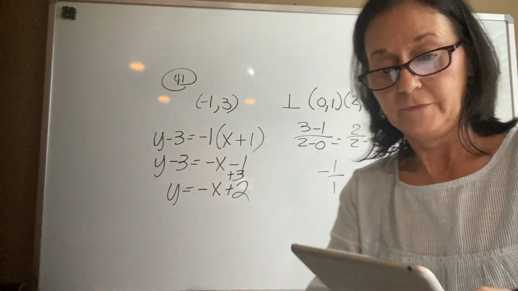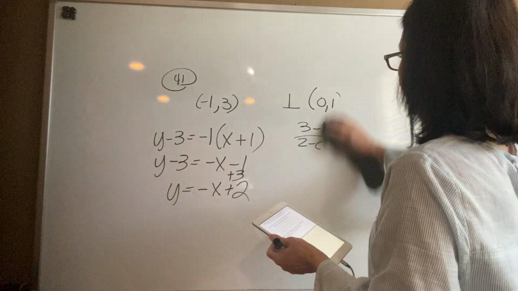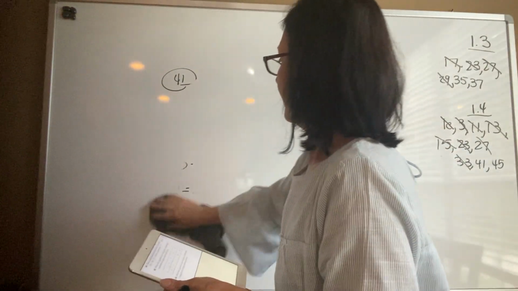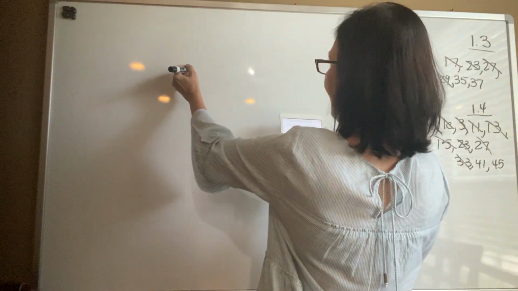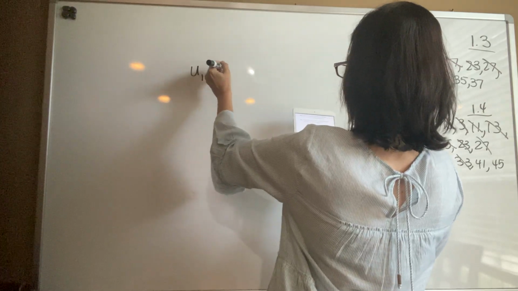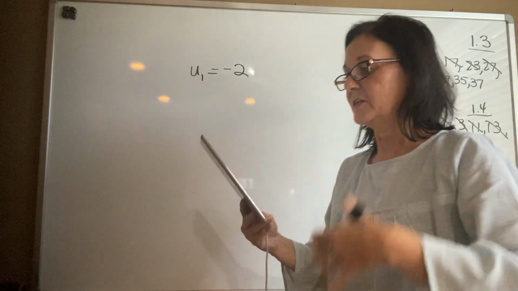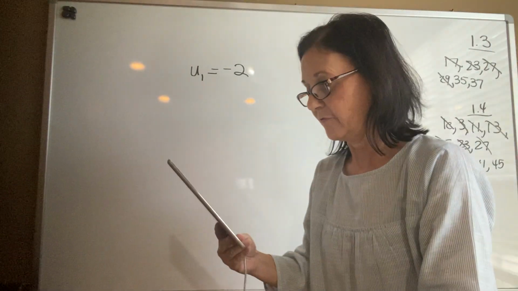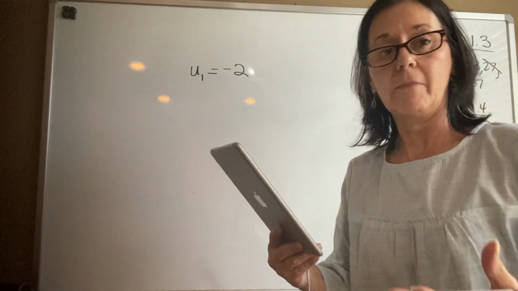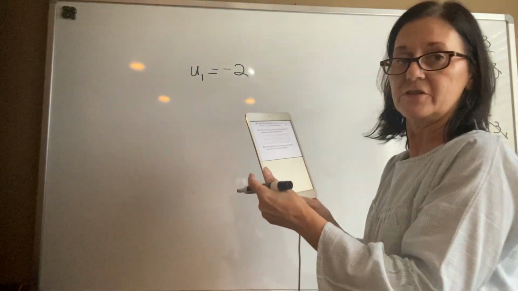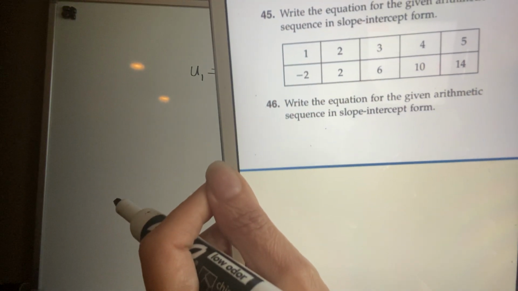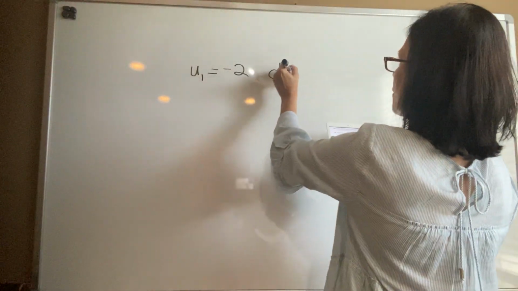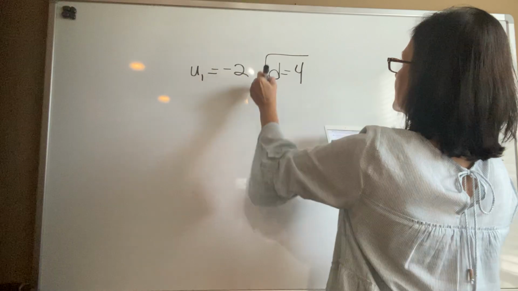Number 45, it looks like we have an arithmetic series, right? But we can calculate the slope. U sub 1 is negative 2. U sub 2 is 2. U sub 3 is 6. U sub 4 is 10. I can tell my difference already. To get from negative 2 to positive 2, I'm adding 4. To get to 6, I'm adding 4. To get to 10, I'm adding 4. So my difference is 4. That's my slope, right? Slope.